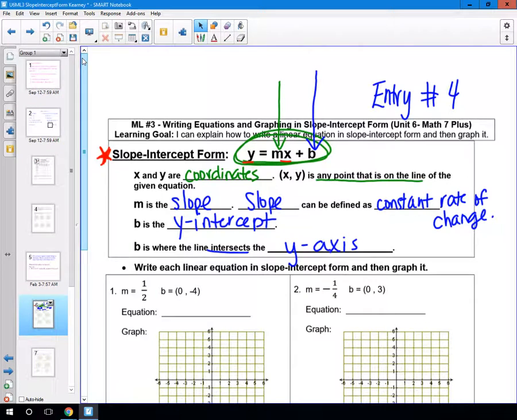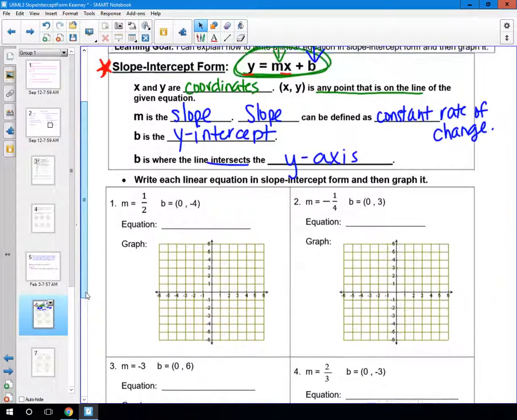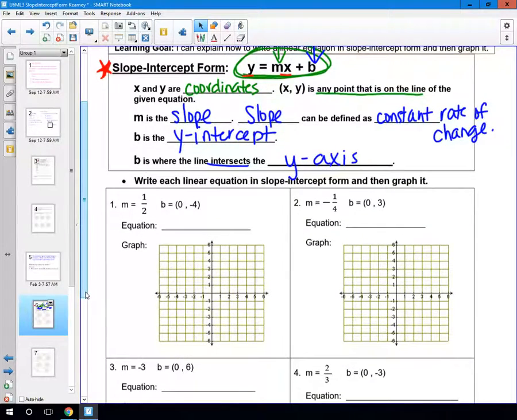Now let's talk about how we can use that. Come down to the example. Our directions say that we're going to write each linear equation in slope-intercept form and then graph it. For number one, they've given us the m, which is the slope, and the b, which is the y-intercept. Now we have to write the equation, and then graph it.